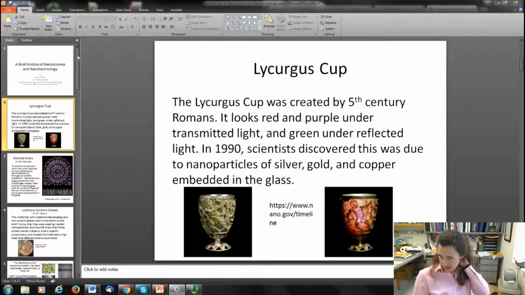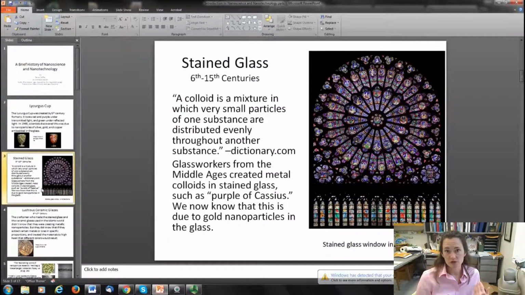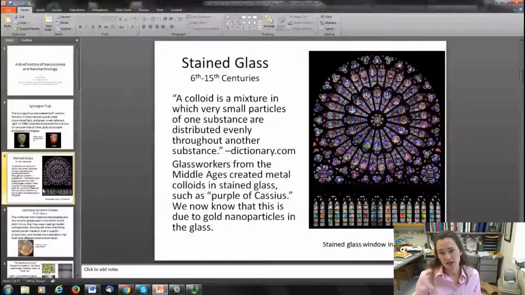And in 1990, some scientists were doing research on this important artifact, and they discovered that its interesting color and properties were due to nanoparticles of silver, gold, and copper that were embedded in the glass. Now, this continued to be in use in the 6th through 15th centuries. So, for example, here you see a picture of the stained glass window in Notre Dame. This was created in the Middle Ages by glass workers, and it uses a metal colloid.